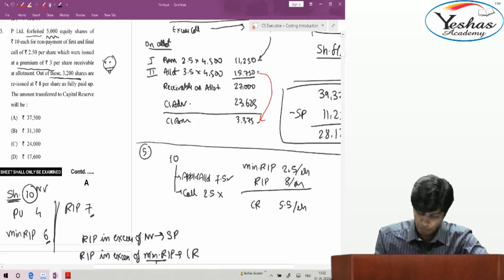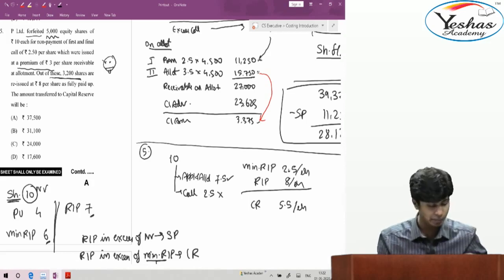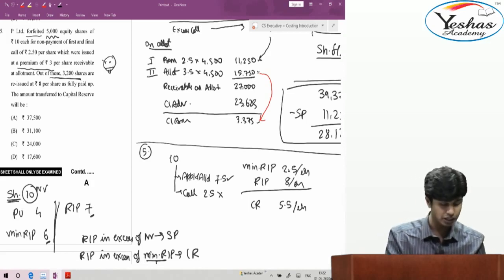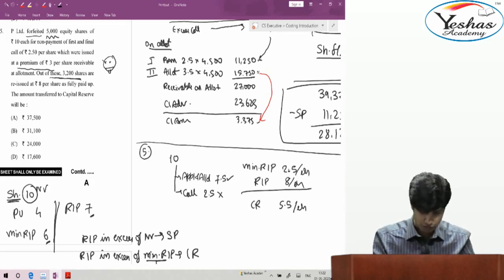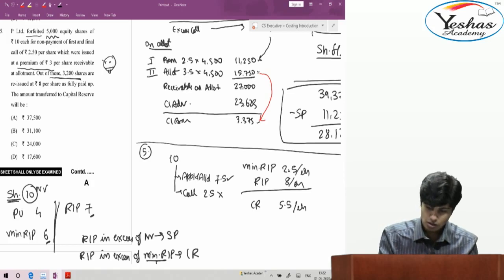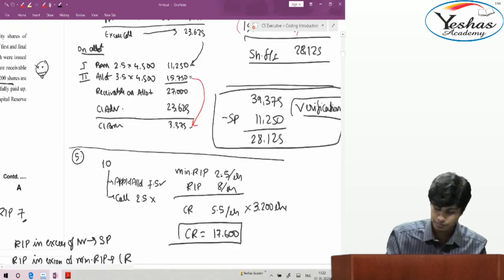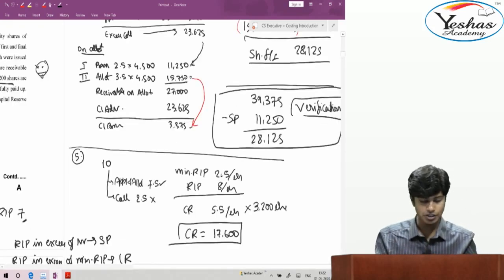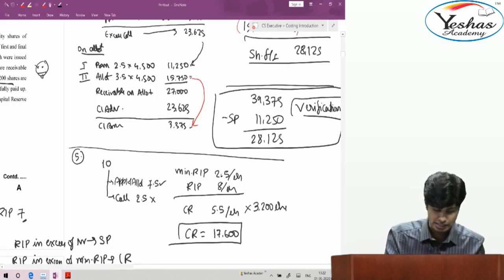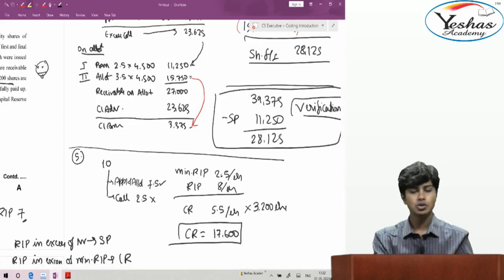So I'll do 5.5 per share multiplied by 3,200 shares. So how much will I get as the amount to be transferred to capital reserve? 5.5 into 3,200. That is rupees 17,600. So the answer is 17,600. Let us see the options. Question number 5. The answer is 17,600. It is option D. So we're done with the first 5 questions.